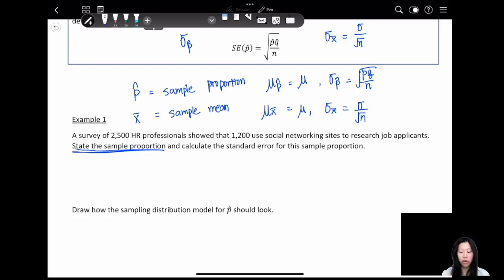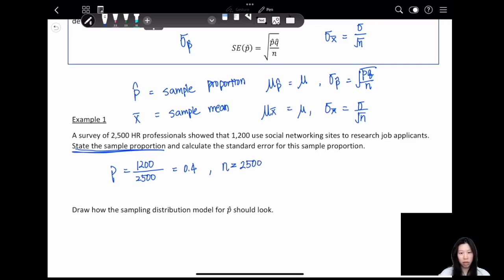How many people are using social networking? We have 1,200 people who use social networking to search job applicants out of 2,500, right? That would be the proportion, among those surveyed, which is 0.48. Then n, the sample size, equals 2,500 HR professionals.